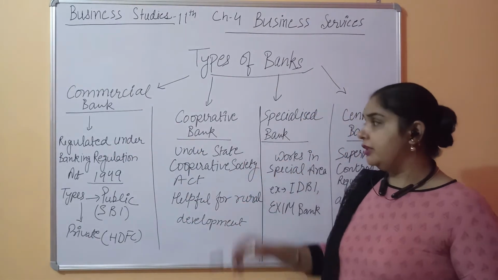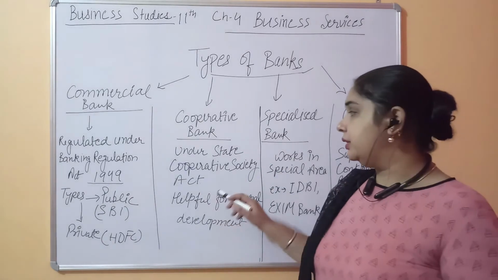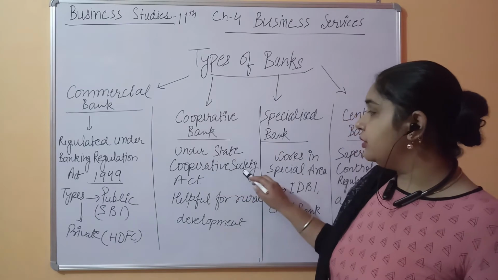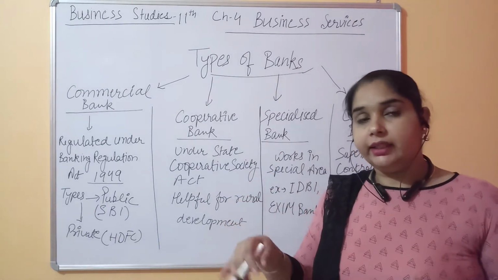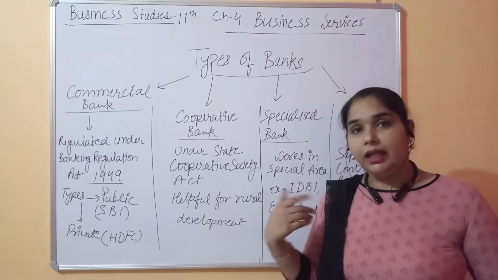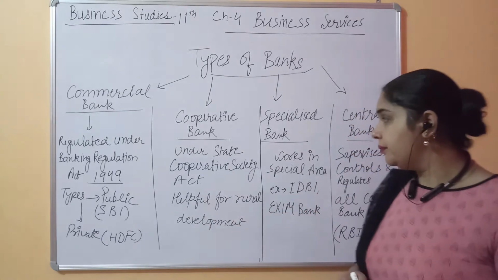Next one is the cooperative bank. Cooperative banks come under the state corporation, actually under the Cooperative Society Act. These are basically found in rural areas, so they help in the development of rural areas.